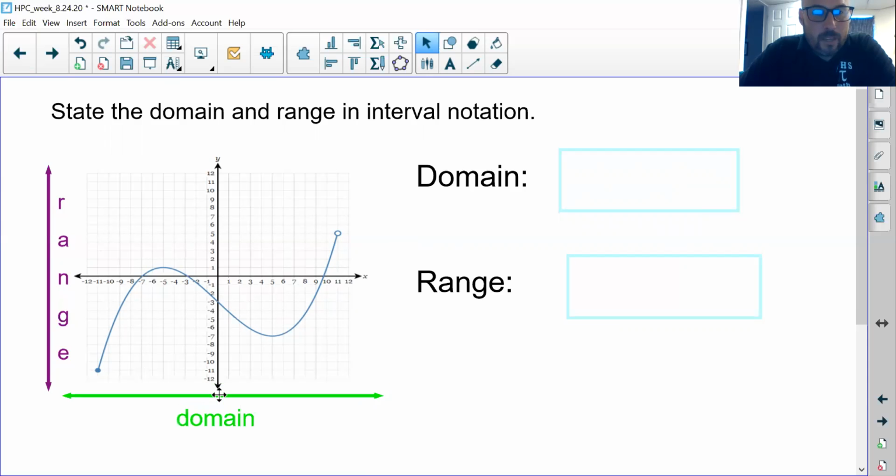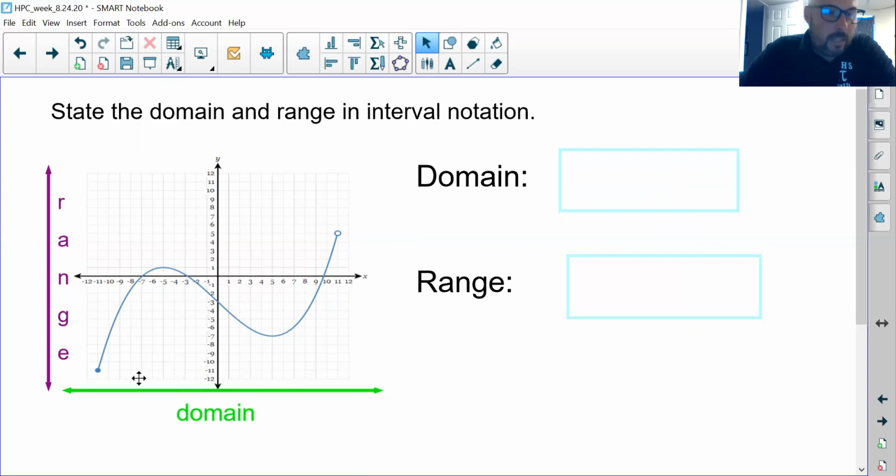So when I'm thinking domain, I'm thinking movements left and right because it's the x value, and x's go left and right. When I'm thinking of the range, I'm looking up and down because the range is the y value and y's go up and down. So let's first do our domain.